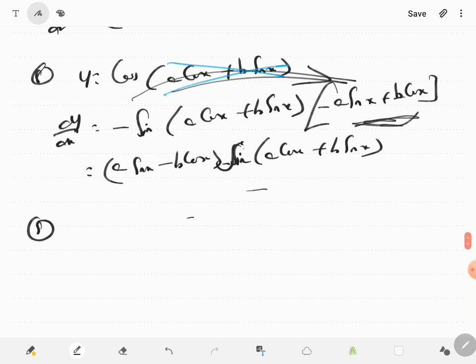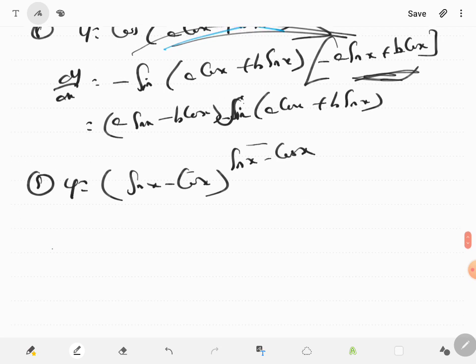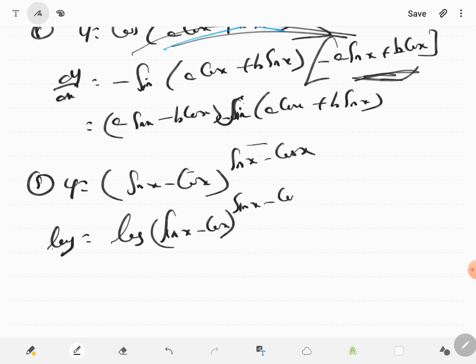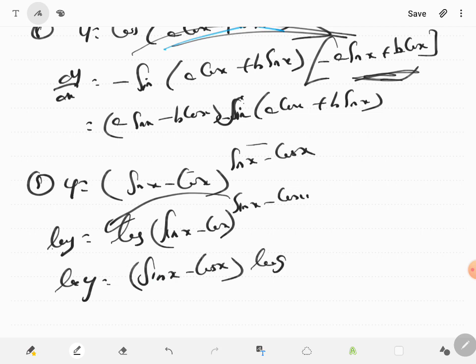The ninth question is y equals sin x minus cos x the whole to the power sin x minus cos x, and this is like x to the power x. So, apply log on both sides, log of sin x minus cos x whole to the power sin x minus cos x. Log y is equal to sin x minus cos x into log of sin x minus cos x.